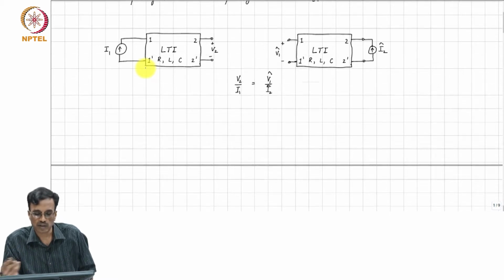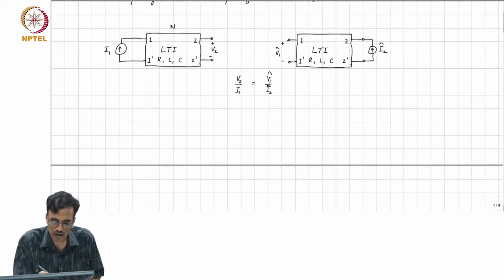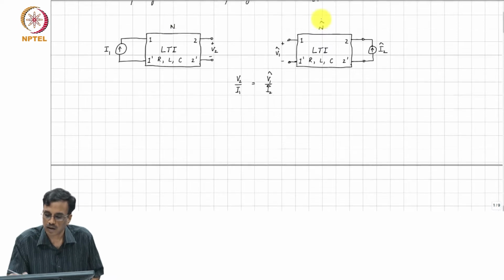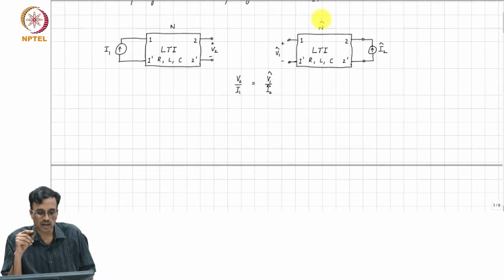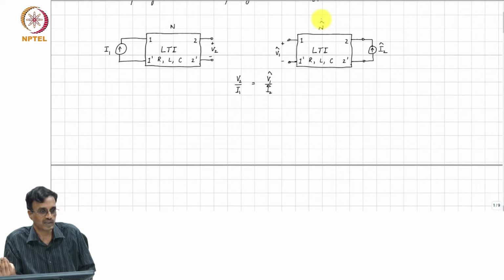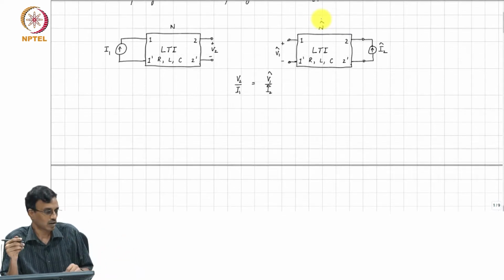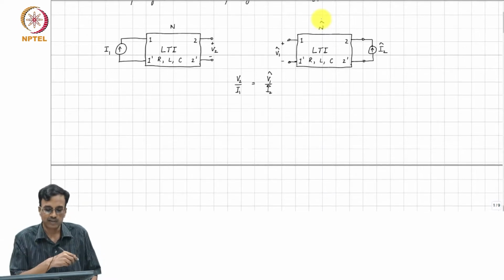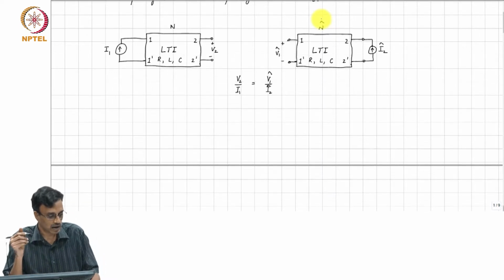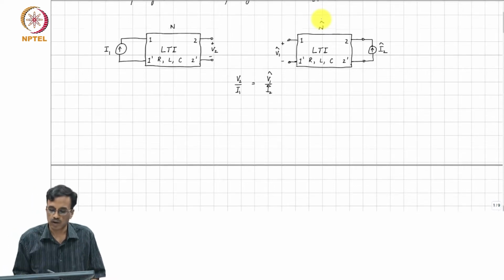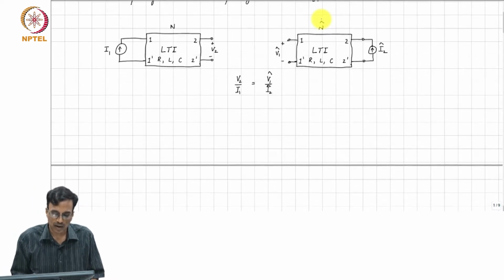What you would do is, this is the network N and this is the network N hat. We derived rules which would let us make N hat given N which has control sources. So, for the time being, let us just stick to networks with simply R, L and C, and this is the result. And how did we write this?